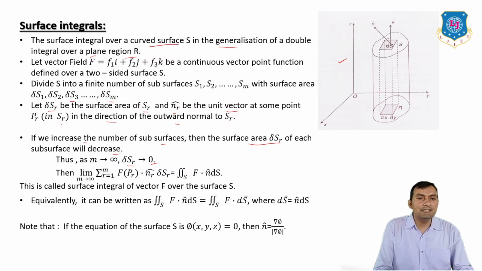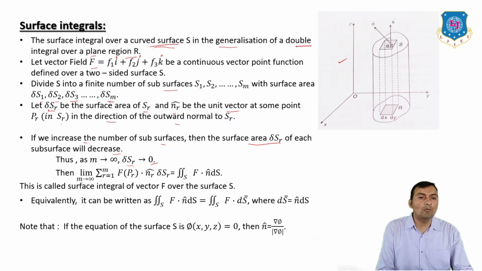Here the surface integral over a curved surface S is the generalization of a double integral over a plane region R. Let the vector field F = F1 i + F2 j + F3 k, where i, j, and k are the unit vectors, be a continuous vector point function defined over a two-sided surface S. Now divide S into a finite number of subsurfaces, say S1, S2 up to Sn, with surface areas delta S1, delta S2, delta S3, and delta Sn.